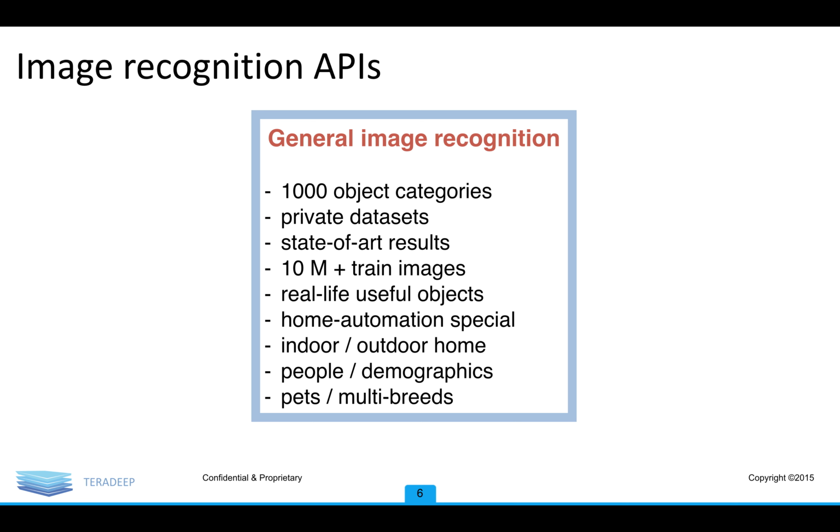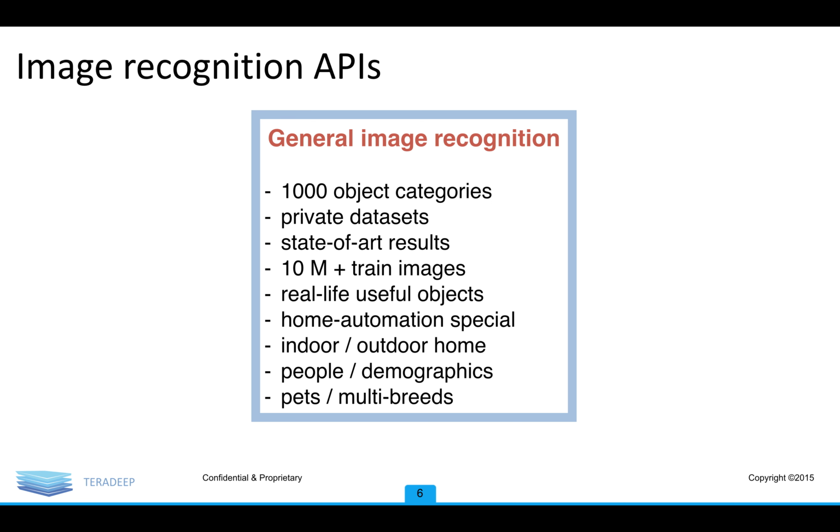Our cloud system includes an image recognition API. So we go way beyond person identification or pet identification or car identification. We can actually recognize thousands of objects. We have a private data set with state-of-the-art results. At the moment, we train on 10 million plus images, but we have a data set of 32 million images.